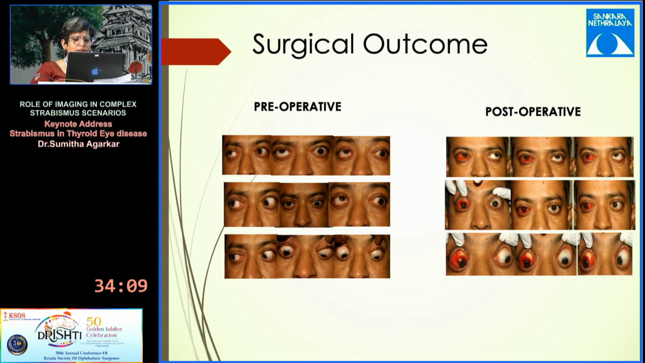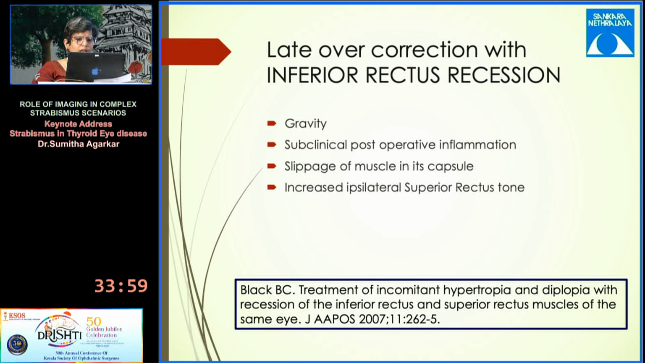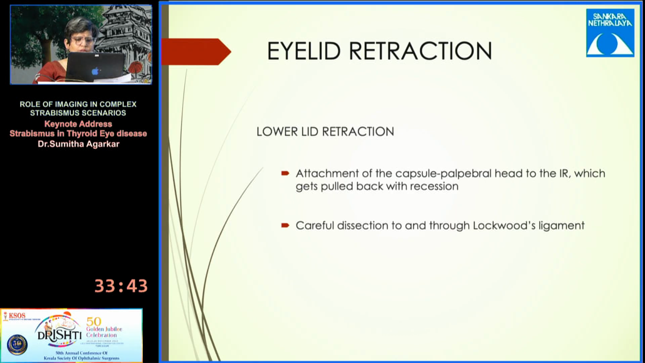This patient has a very significant hypotropia, but just with one muscle recession, just an inferior rectus recession, you have got a fairly good result in this patient. So these are the complications, and late overcorrections are known. These are the methods by which you can prevent the late overcorrections of inferior rectus recession, because late overcorrection can give rise to diplopia in the down gaze, which the patient will complain of. So this is a serious problem when you are trying to do the surgery.